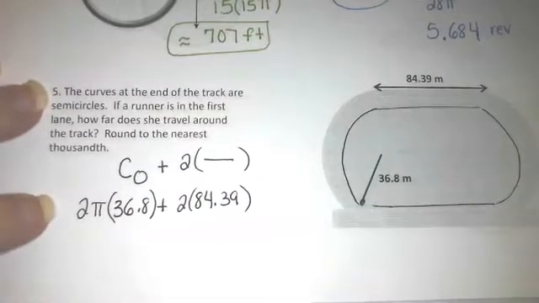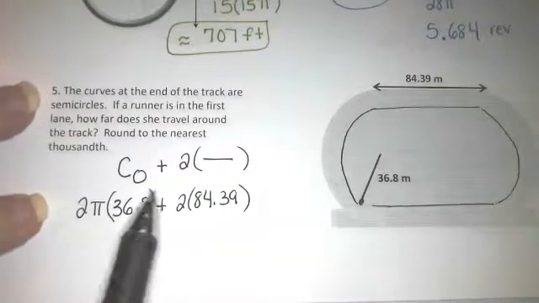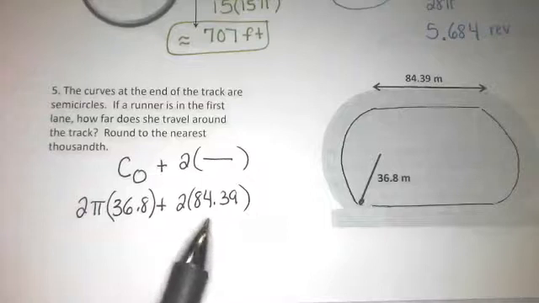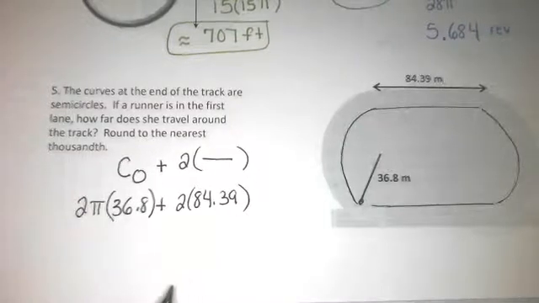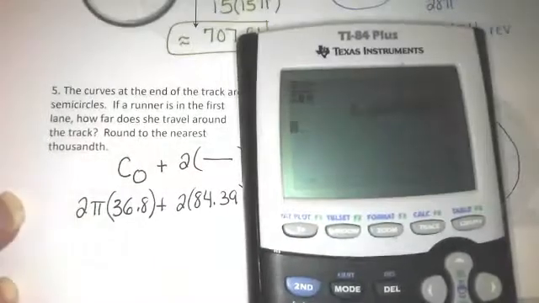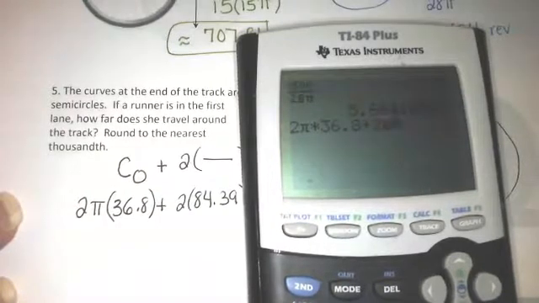And then I'll just plug that into my calculator. Be sure you're always showing your little pieces that you plug into your calculator, because if you just plug it into your calculator without any work and it's not right, I can't give you credit for anything because I don't know what you put in. So grab the handy dandy calculator. We're just going to type in 2 pi times 36.8 plus 2 times 84.39.